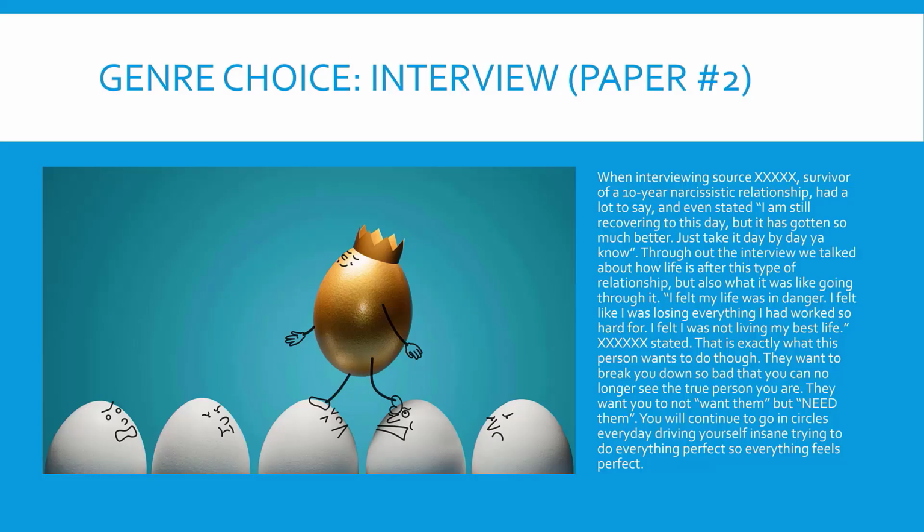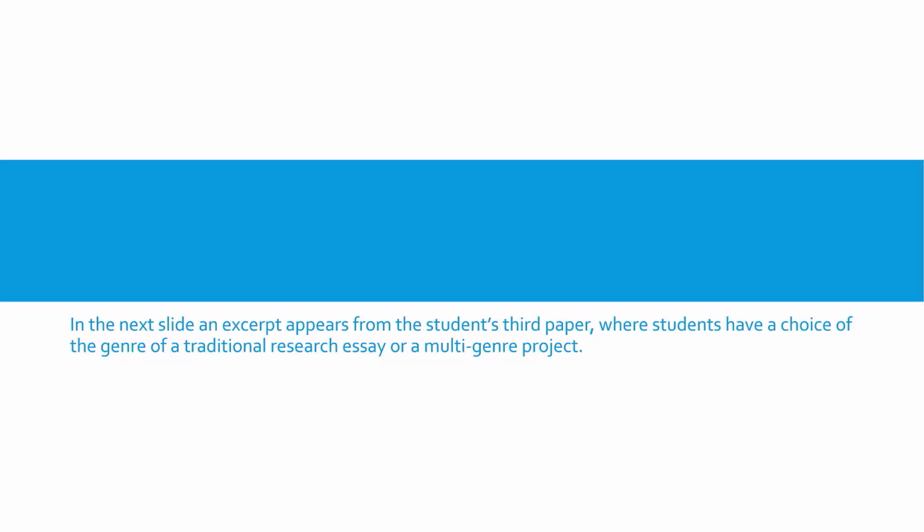If she would have picked the annotated bibliography, then she would have done research about narcissistic personality disorder, and then she would have assembled her research in a bibliography. The next slide is an excerpt from the student's third paper.